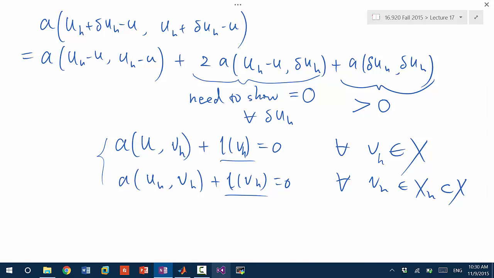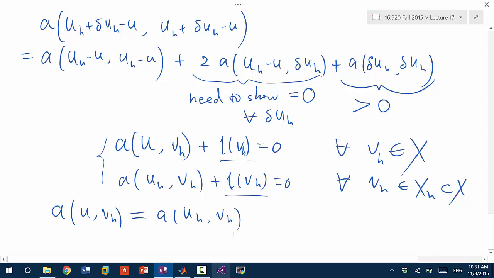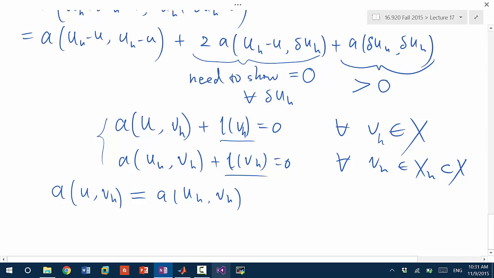Okay, when we go to the finite element solution, even though the UH is different from the exact solution U, if you use a test function within the smaller space, within the finite dimensional space, the bilinear functional evaluates to the same value, no matter if you are using the exact solution or the finite element solution. That means A of U, VH is exactly equal to A of UH, VH, which through bilinearity means A of UH minus U, VH is exactly equal to 0.